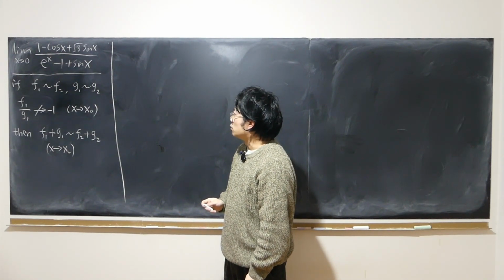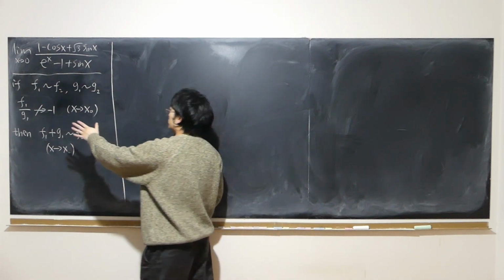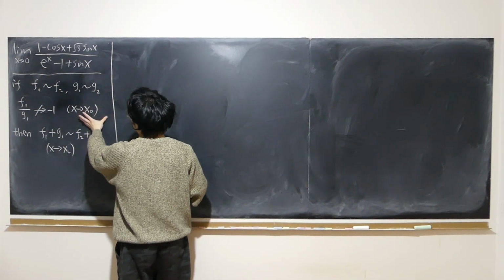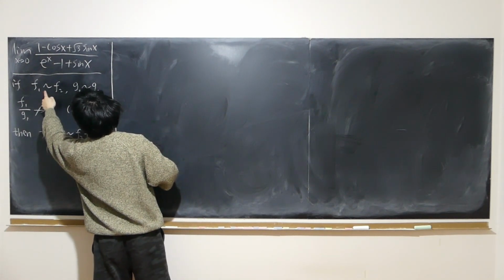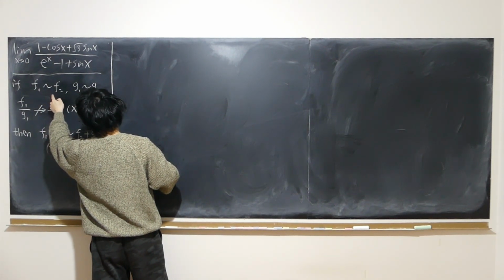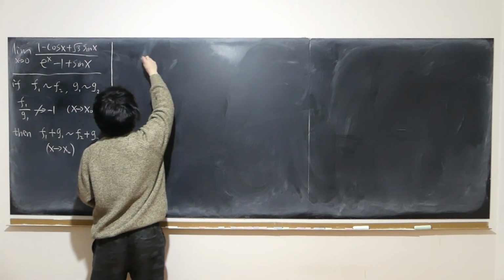So I'm just going to use one of the many other ways. I'm just going to prove this theorem first, then we're going to calculate that limit. So what I mean by f1 is approximately equal to f2, this is what I mean.